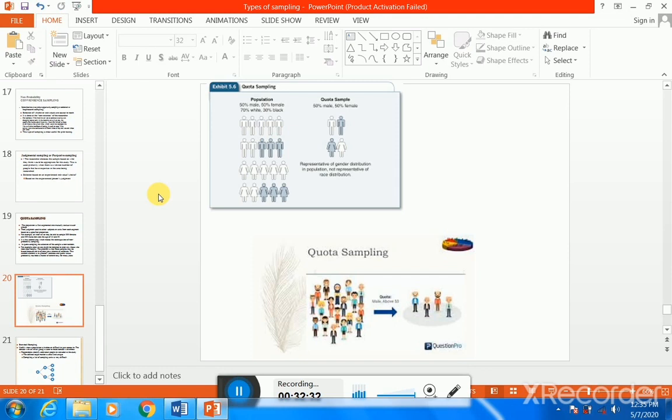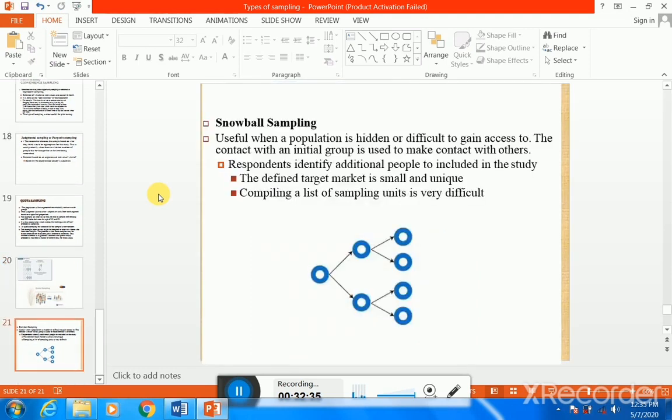The last but not the least is snowball sampling. Snowball sampling is simply known as network sampling. If you notice in this example, there is a network among the people, among the dots. Such is known as snowball sampling.